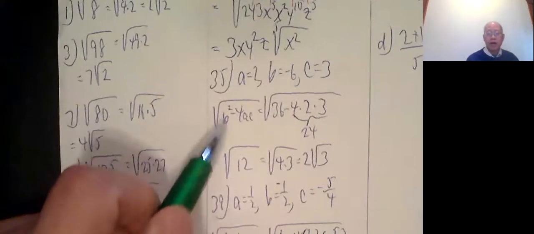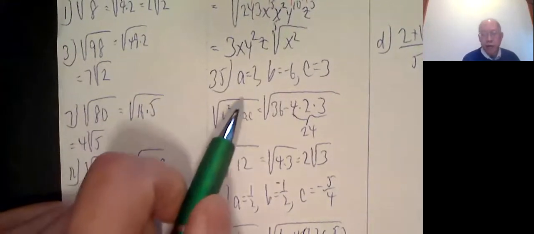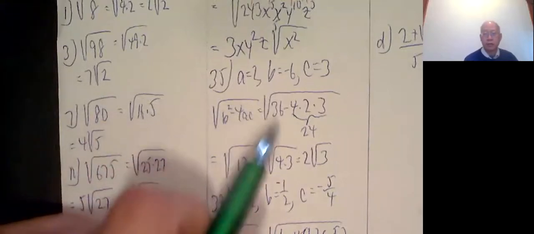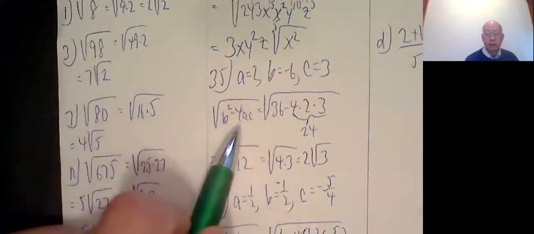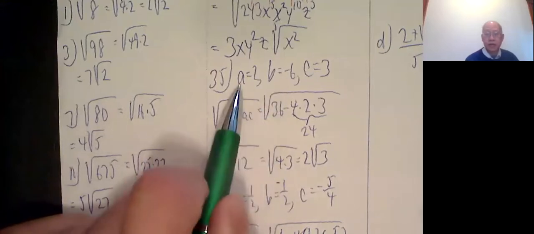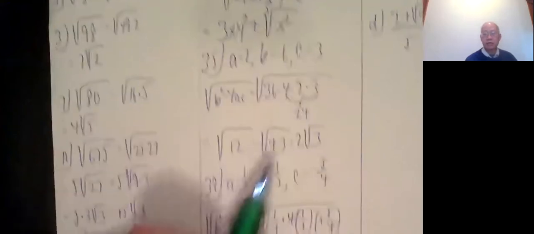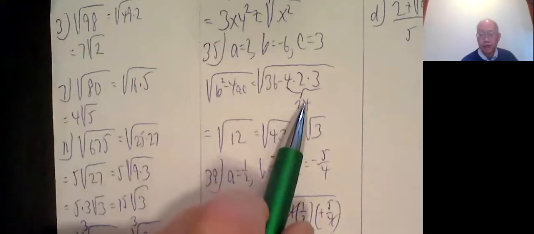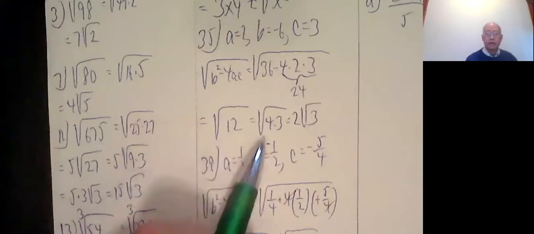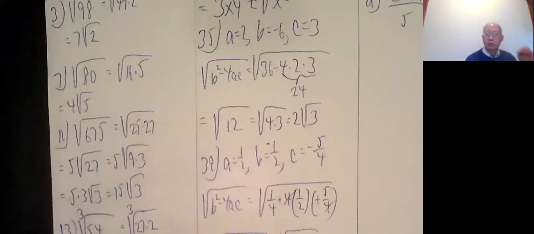Okay, 35, it says find b squared minus 4ac. So b squared minus 4ac, part of the quadratic formula. So square root of b squared minus 4ac, b squared is a positive 36, minus 4 times a, which is 2, times c, which is 3. This here comes out to be 24. 36 minus 24 is 12, and 12 is 4 times 3. Take outside the 4, 2 radical 3.